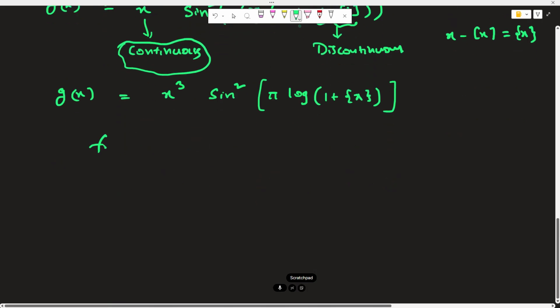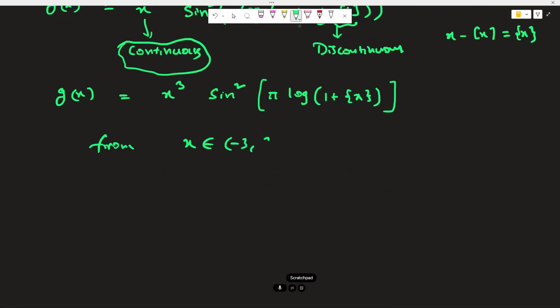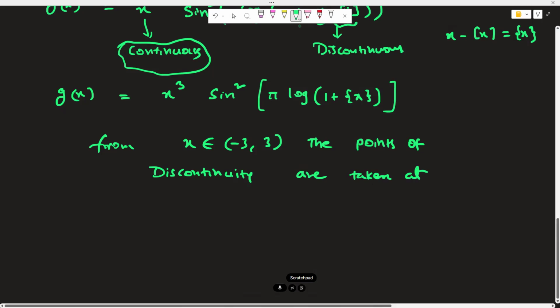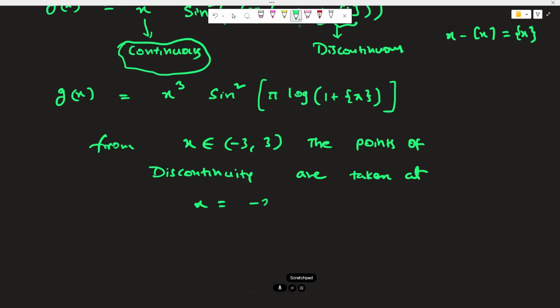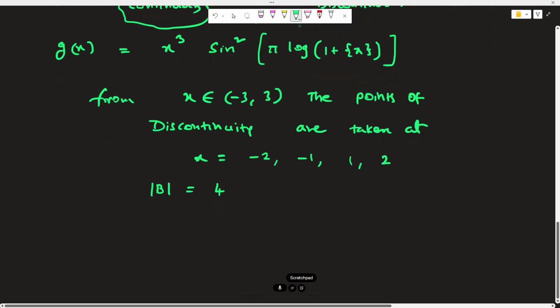So for x belongs to minus 3 to 3, the points of discontinuity are taken at x equal to... minus 3 and 3 should be avoided because it is an open interval. So the possible values are minus 2, minus 1, and plus 1 and plus 2. At exact integral values, it is getting discontinuity. So therefore, norm B is equal to 4.